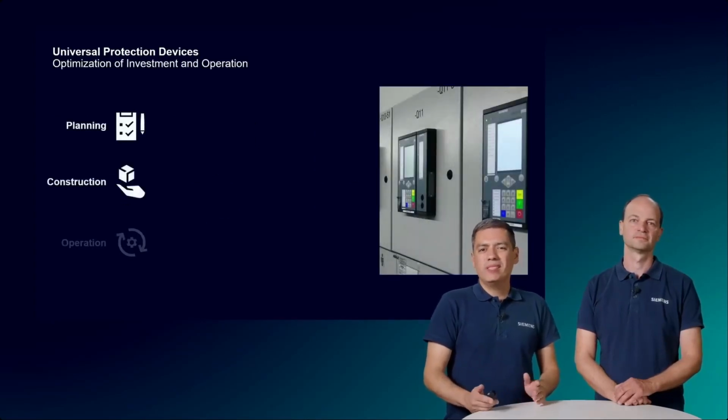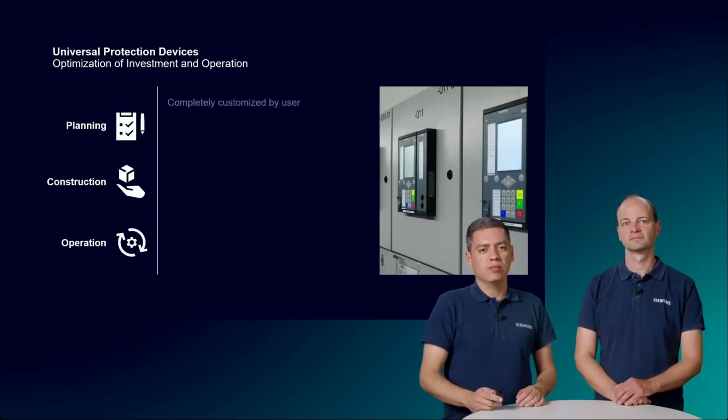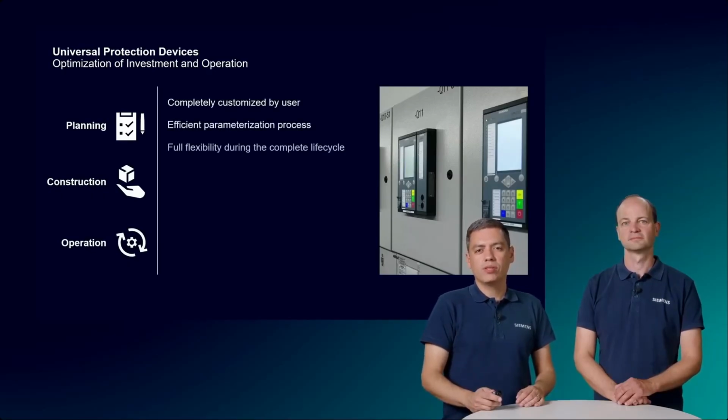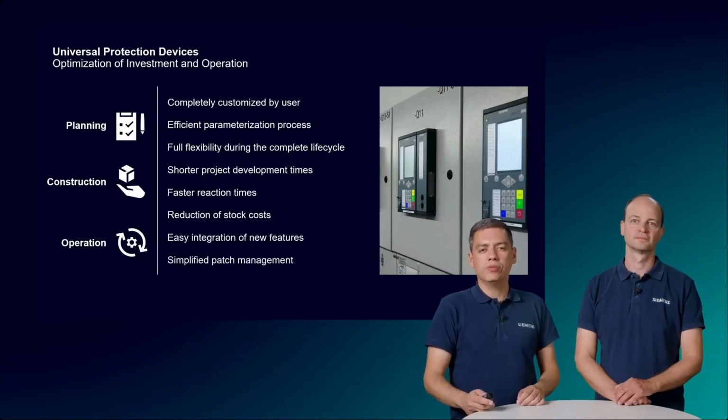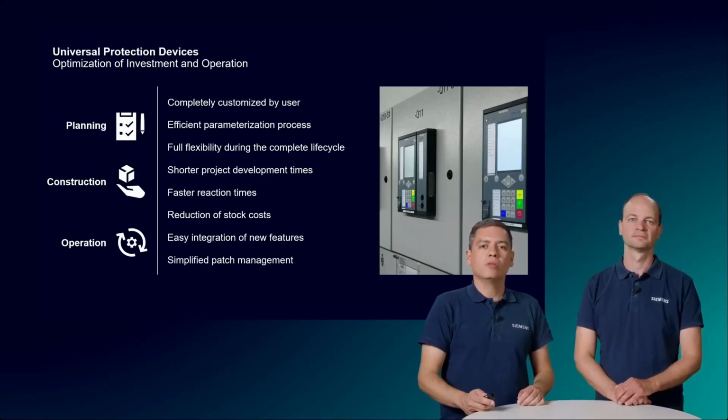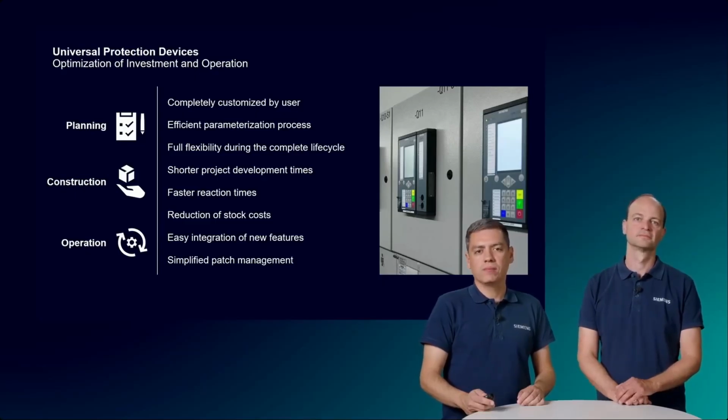But why did Siemens decide to release universal devices? The answer to this question is simple. It was to make SIPROTEC 5 devices even more flexible, which brings even more advantages to the use of the SIPROTEC 5 devices. With SIPROTEC 5 universal devices, it is possible to benefit from all stages of use of protection devices: planning, construction, and operation.